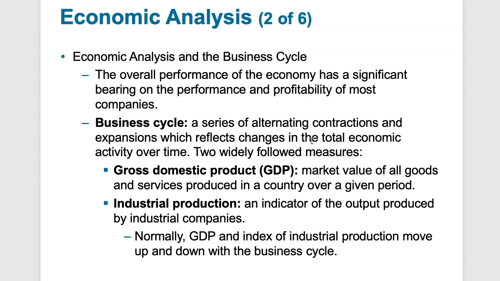Now, industrial production is going to be an indicator of output produced by industrial companies. So normally the gross domestic product is going to be an index of industrial production as it moves up and down in the business cycle. And the industrial production is key because that's what's going to provide the output for the goods that are going to be sold, that are going to be counted towards the gross domestic product.